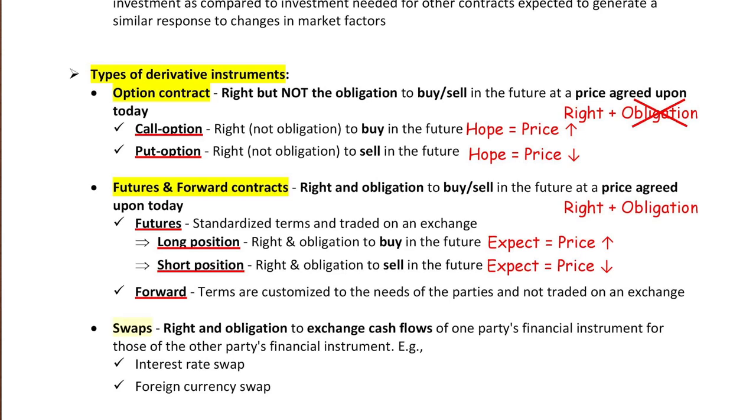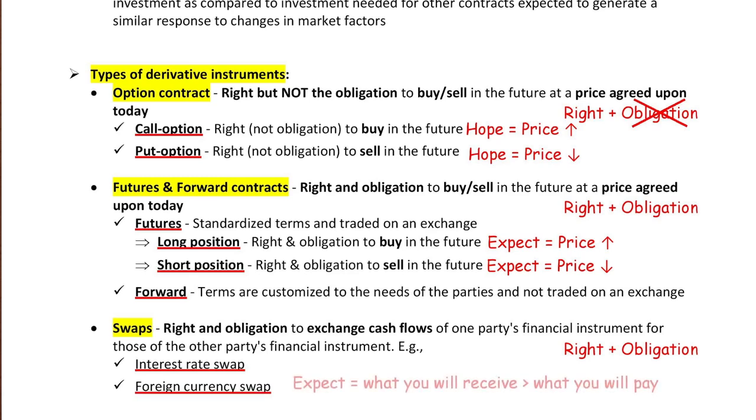Highlight swaps and write right plus obligation. Underline interest rate swap. Underline foreign currency swap. And write expect equals what you will receive is more than what you will pay. So guys, these are all your types of derivative instruments. So we looked at options, we looked at futures and forwards, and we've also seen swaps.